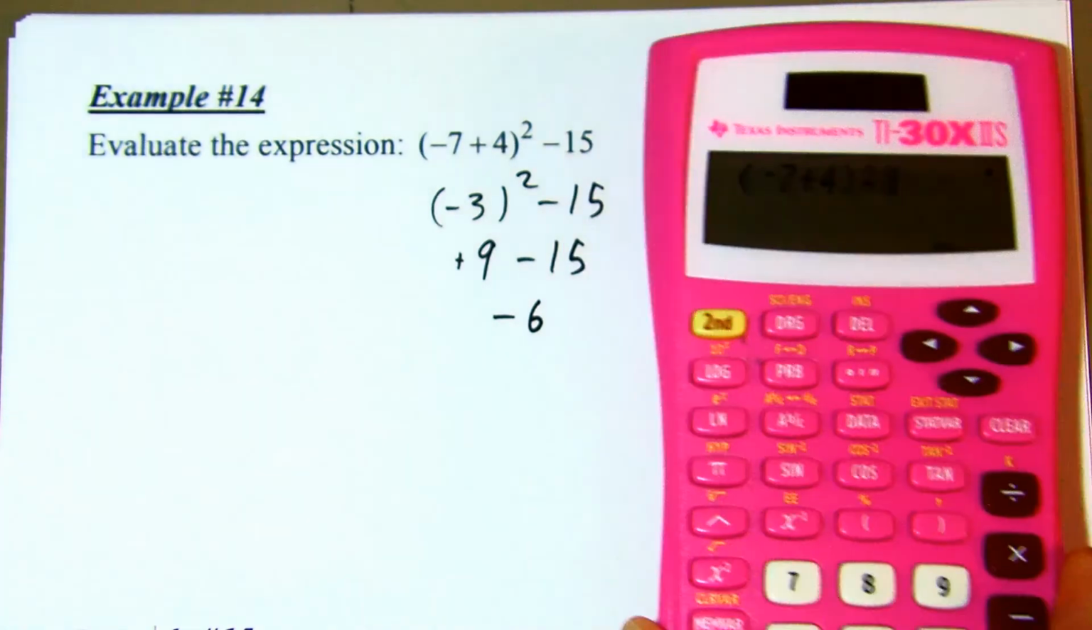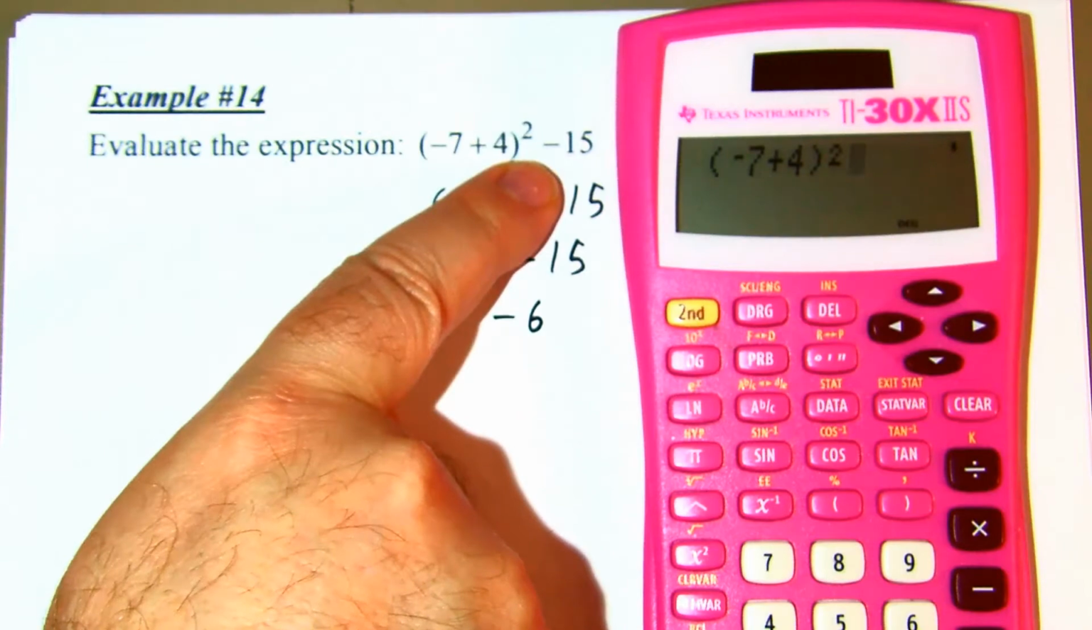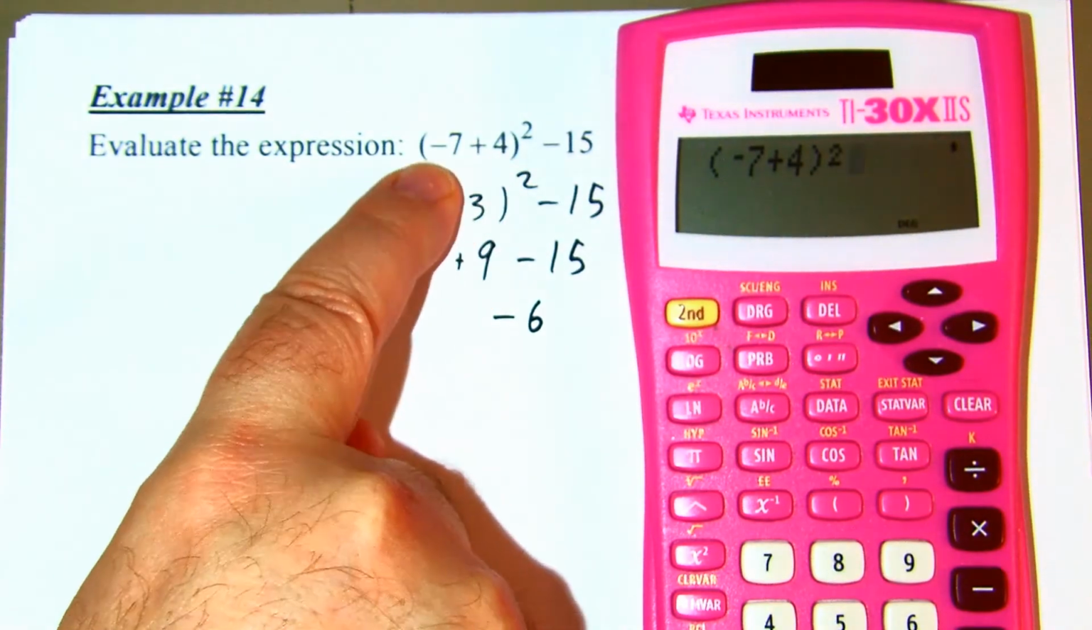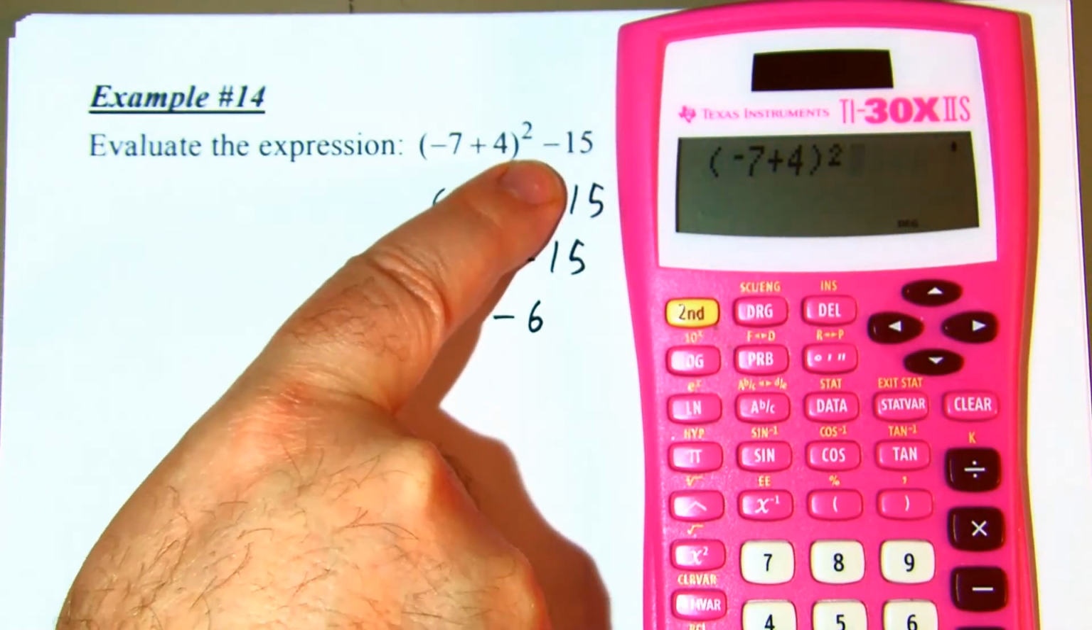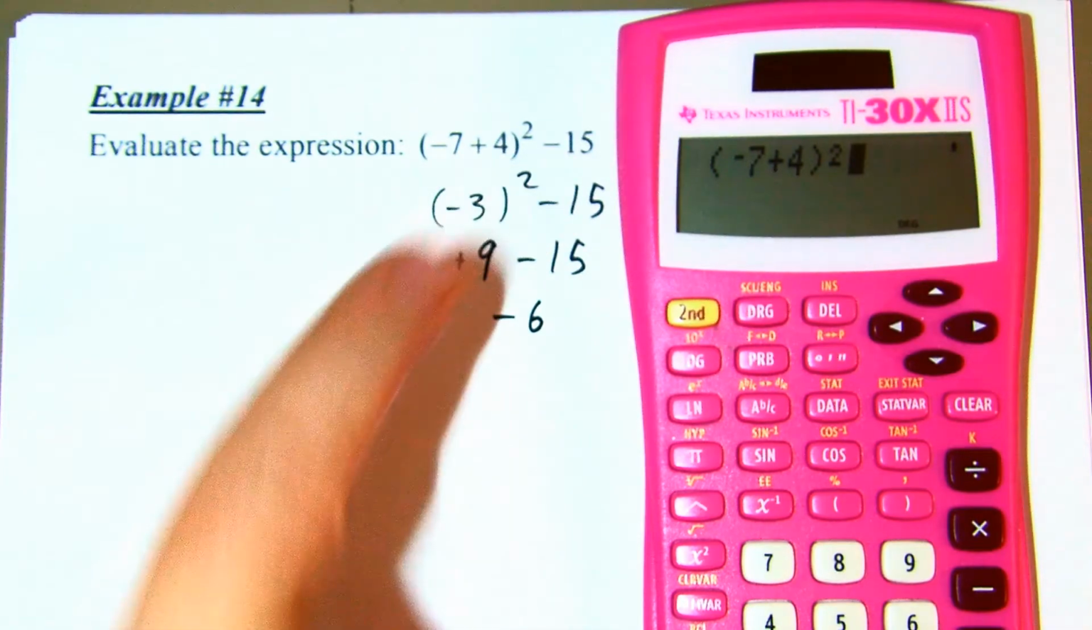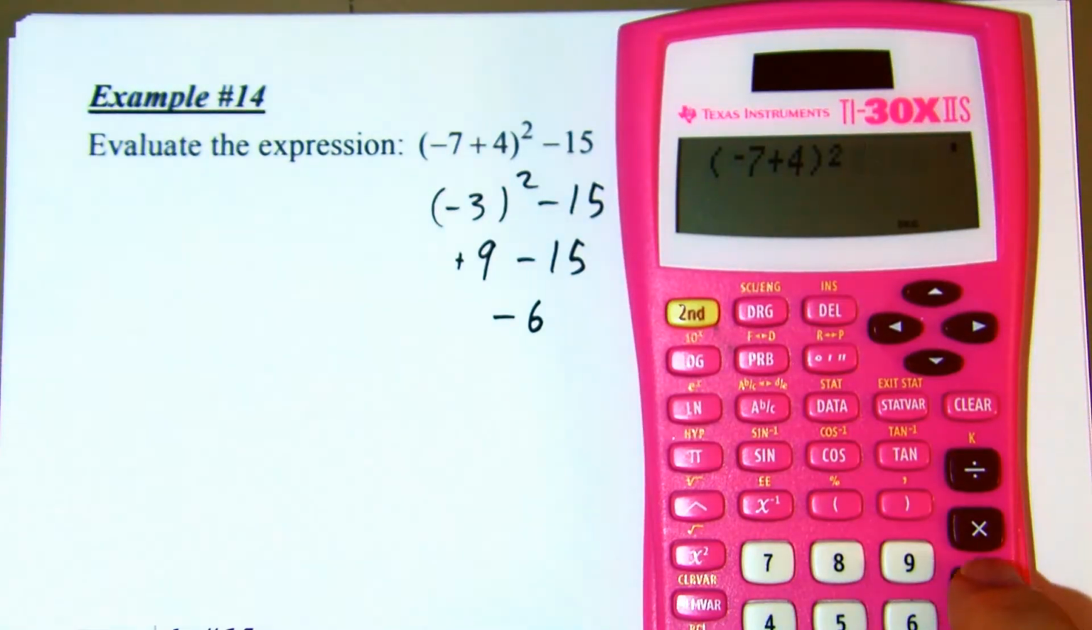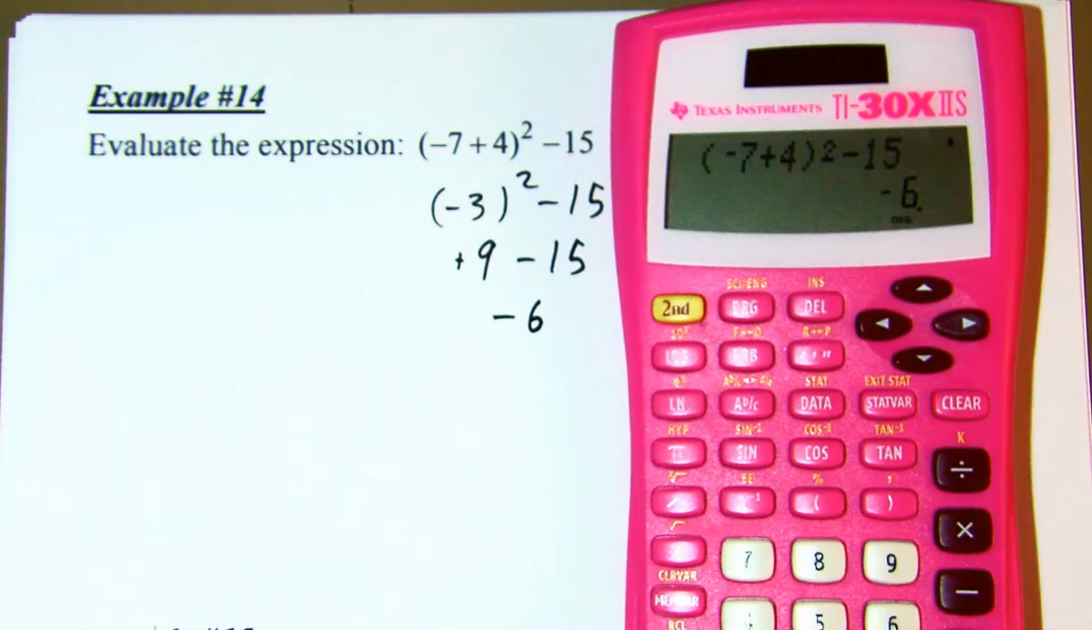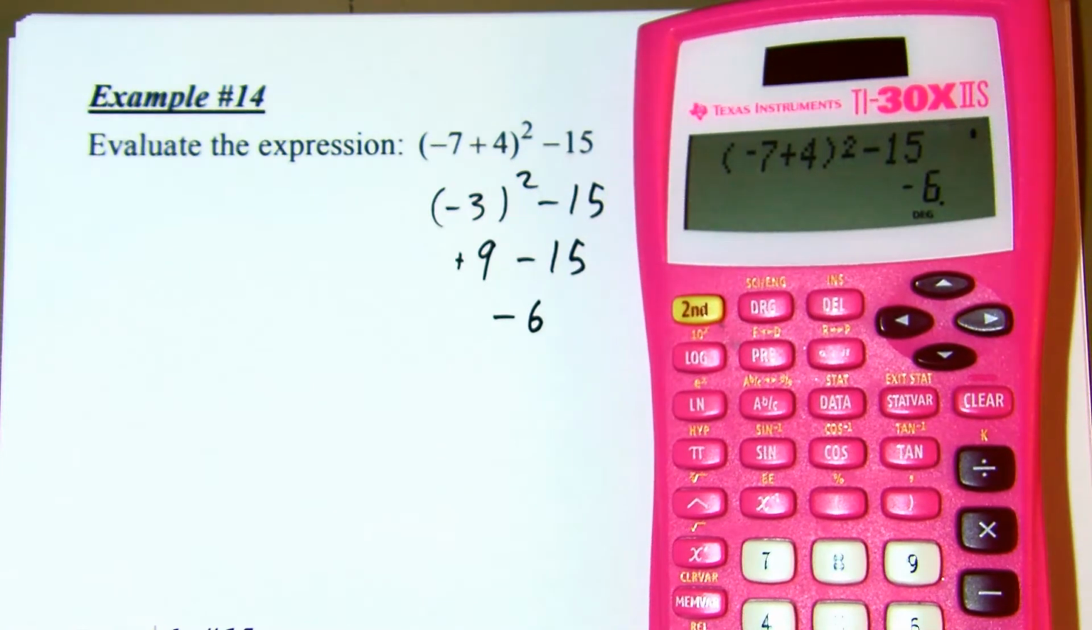And now I'm going to finish it up with a subtraction. Now, this negative over here was -7, but this is like a verb. This is telling me to subtract 15. So I have to hit the subtract button, -15, equals. And it gives me the -6, the same -6 that we had calculated by hand.